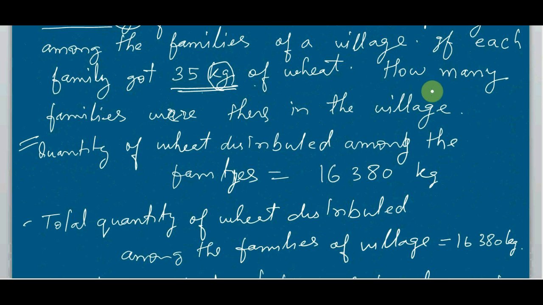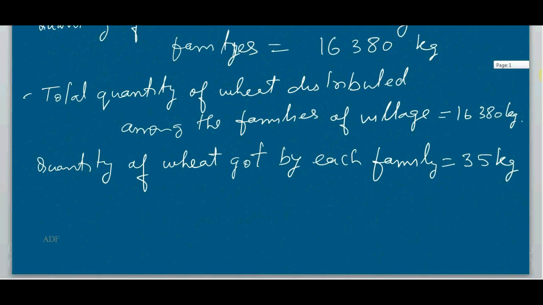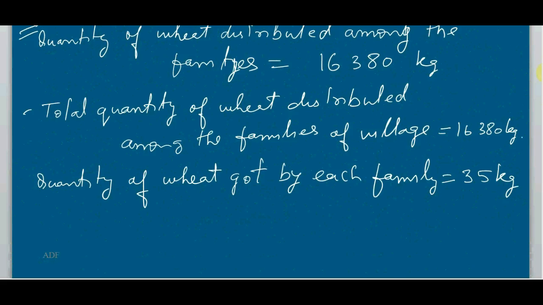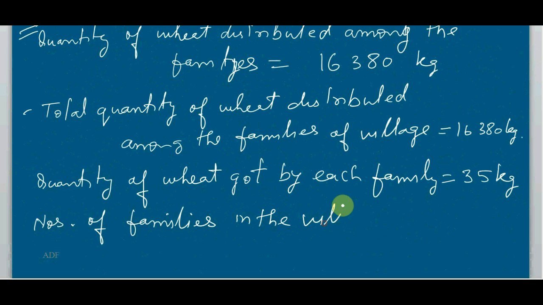So what I have to find out is how many families were there. Families are countable, so the answer will be number of families. Final statement: number of families in the village. To make it more meaningful, you write in the village, equal to. You will write the answer here.